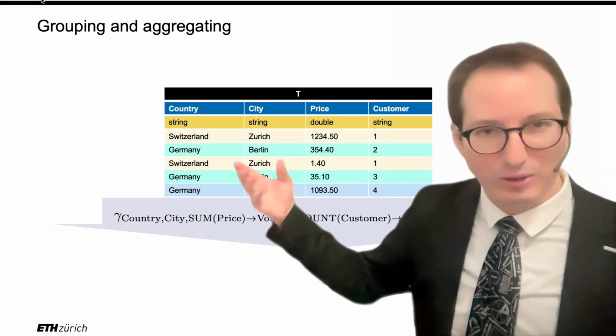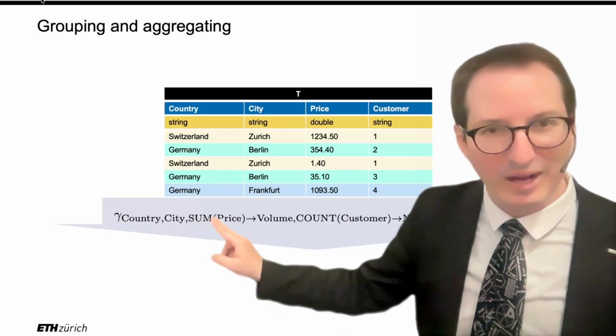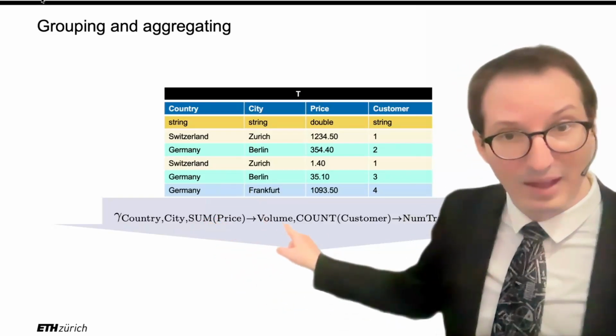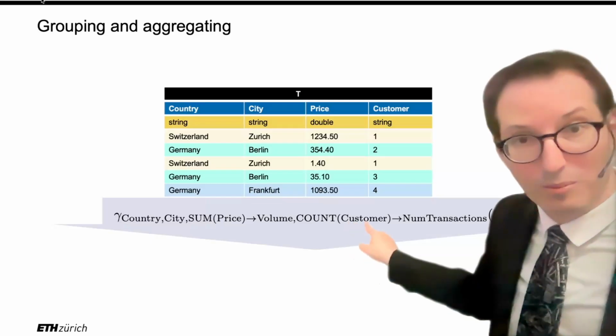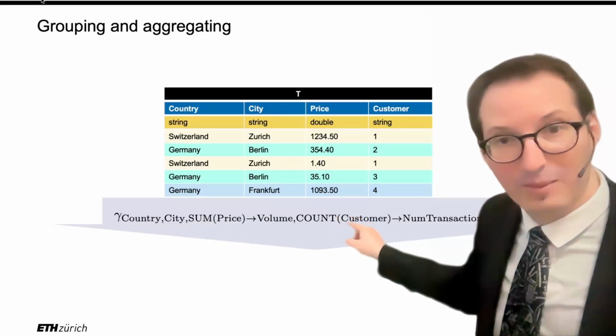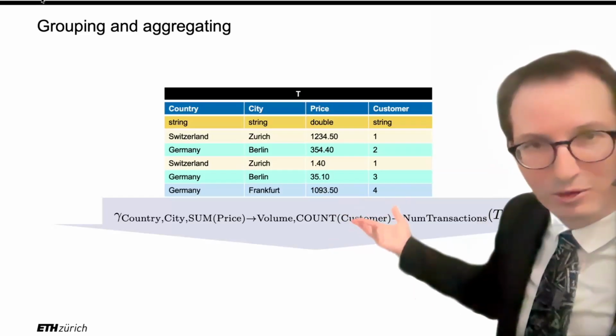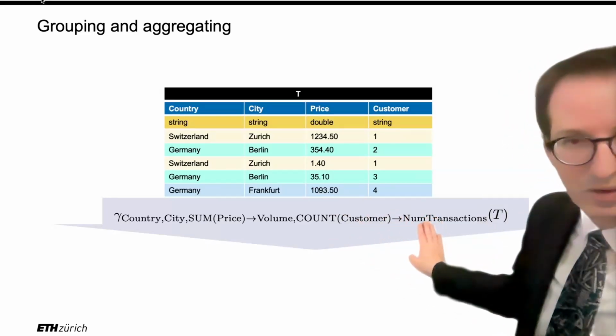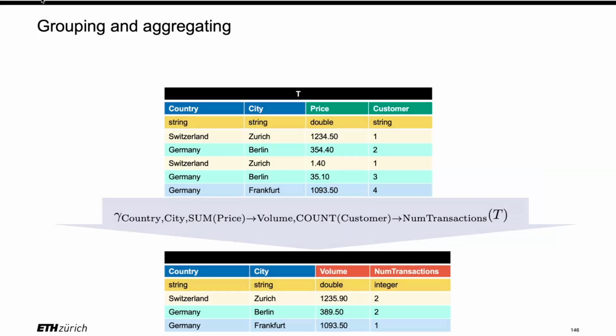And then I'm saying for each one of these groups, I want to aggregate by sum the prices into what I call volume. And I want to count the number of customers because for customers, I'm only interested in knowing how many there are and not their IDs. And I'm going to call it number of transactions. So this is what I get.